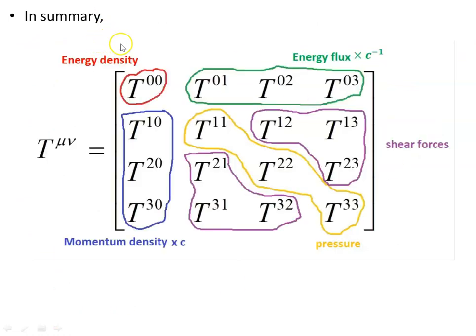So in summary, this bit in red here is the energy density. This row along here is the energy flux times a factor of 1 on c. And you can see how that factor of 1 on c is useful when we want to compare these. And in the vertical column here we have the momentum density times a factor of c. Here in the yellow bit we have the pressure terms that I just spoke about, and these in purple are the shear forces. And that's it.